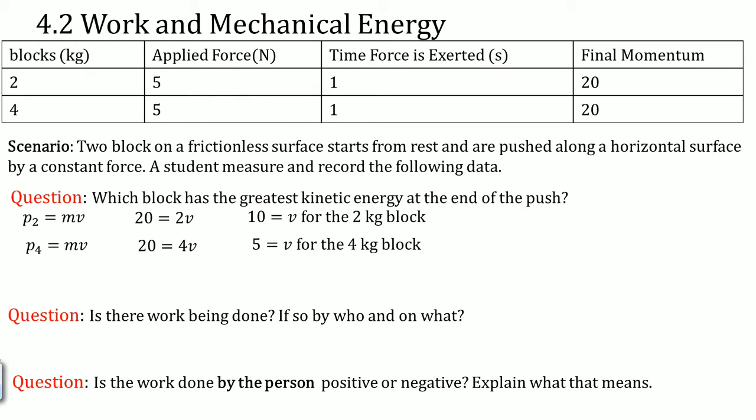You're looking for which one has the greatest kinetic energy at the end of the push. Here, I can write 1/2 mv squared, and I plug in the 10 for the v, and the mass here is 2. I get the answer of 10 joules. And that is the 2 kilogram block. That actually has the highest kinetic energy at the end of the push. If you do it for the 4 kilogram block with a 5 velocity, you only get 50 joules, which is half of it.